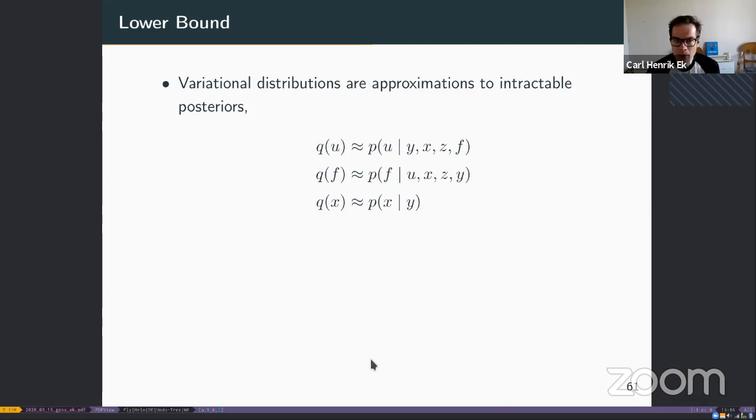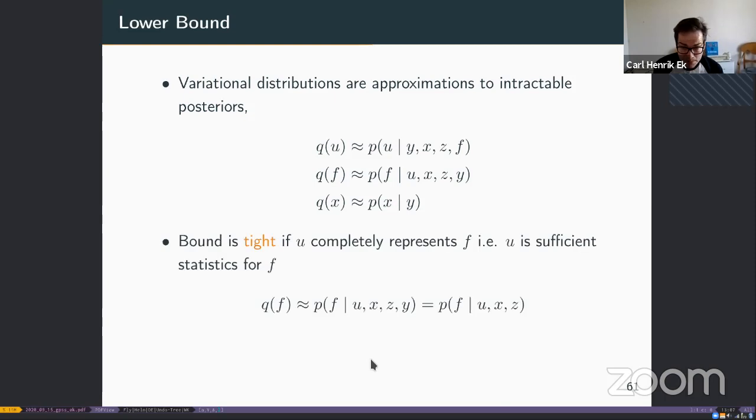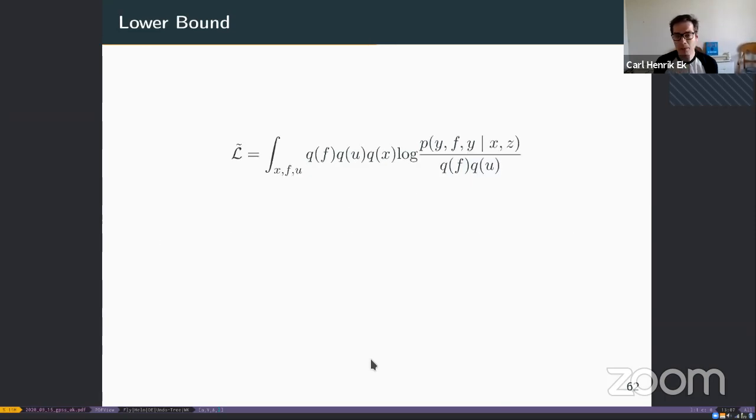So if we want to do a variational approximation, we're going to approximate all these. So we have q of u, which is supposed to approximate the posterior p of u given everything else. Q of f, which is supposed to approximate p of f given everything else. And q of x, which is supposed to approximate the posterior distribution over x.